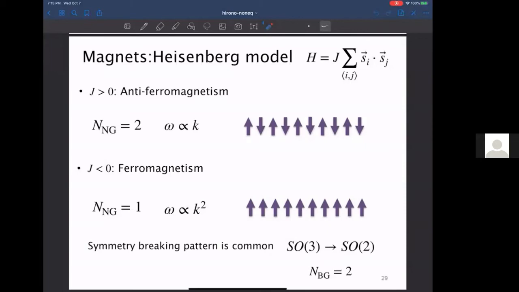If you compare those two situations, the symmetry breaking pattern is actually the same. Originally there is a spin rotation SO(3) symmetry, and this is spontaneously broken to SO(2), which is rotation along the axis. So the number of broken generators is 2. And indeed, in the antiferromagnet, there are 2 massless modes, which both have linear dispersion relations. But in the case of the ferromagnet, there's only one massless particle appearing here, and it has a quadratic dispersion relation. So although the symmetry breaking pattern is the same, the consequences are different between those two examples.